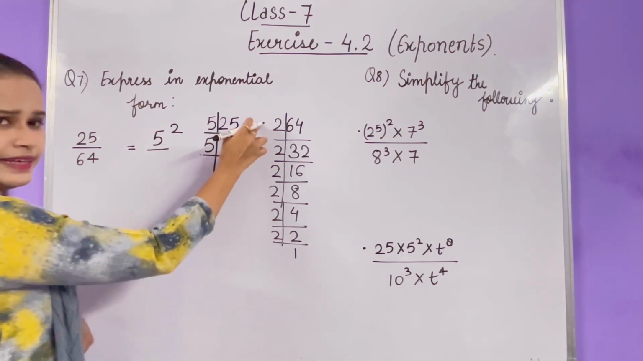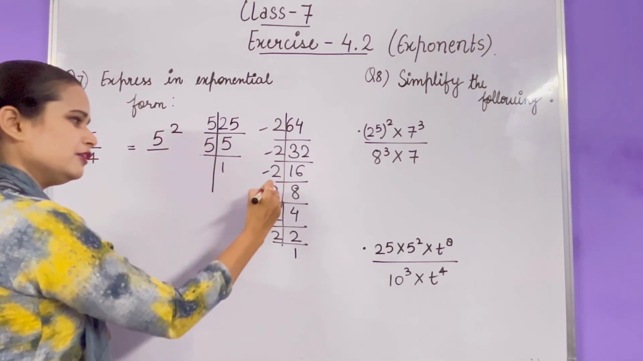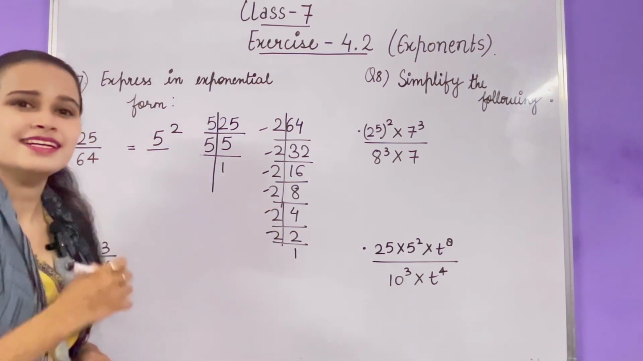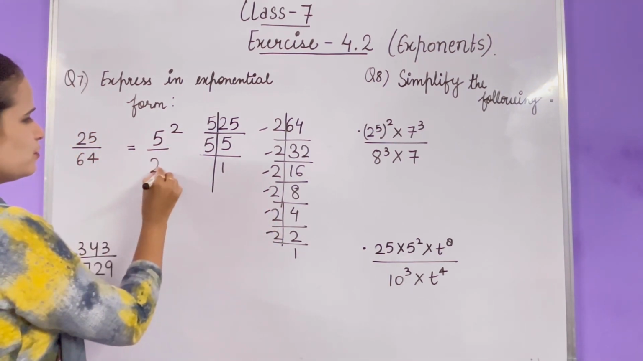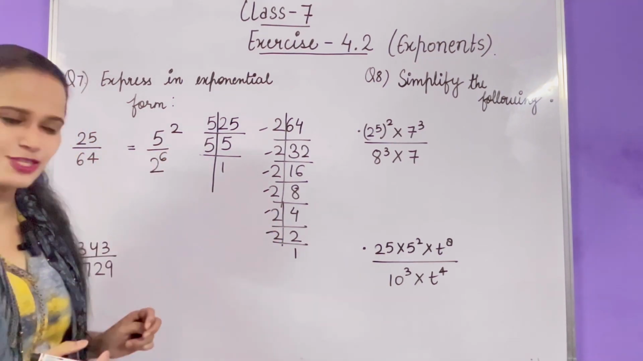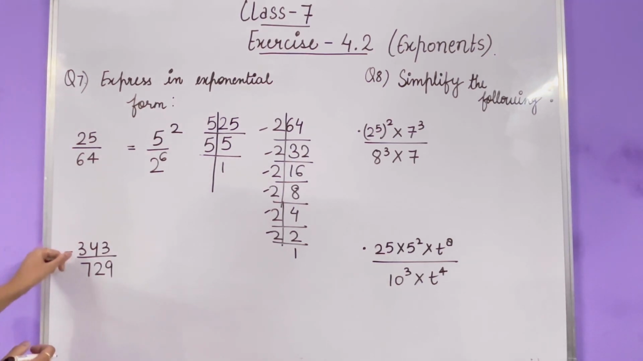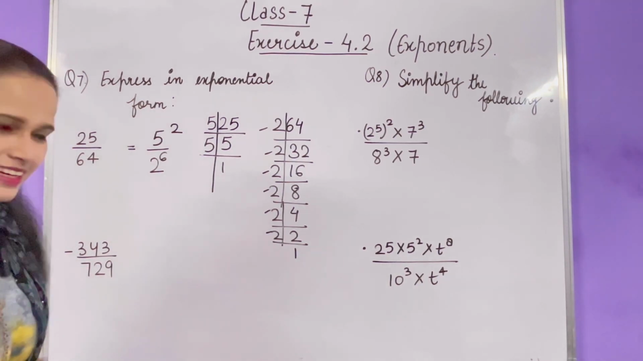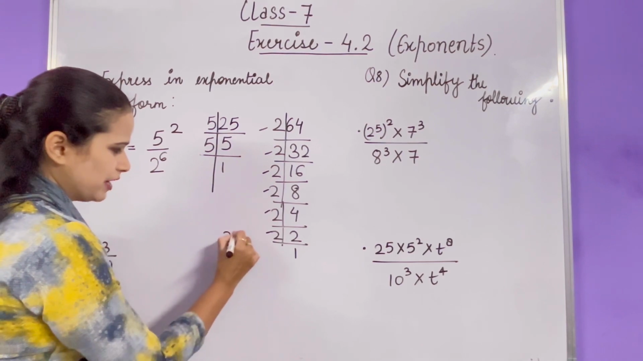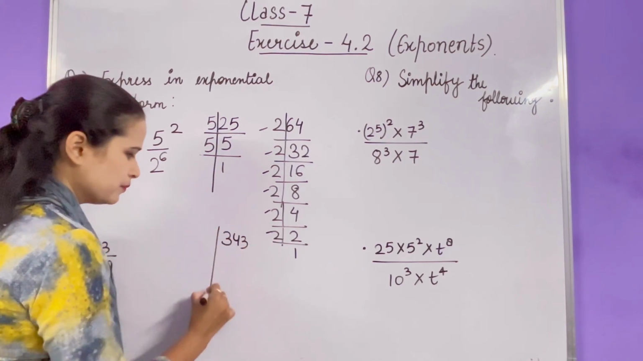Now how many times is 2 coming? 1 2 3 4 5 6. 2 is coming 6 times. So we will write 2 raised to the power 6. That's all. Now we have 343 upon 729. So we will again find the prime factors of 343.